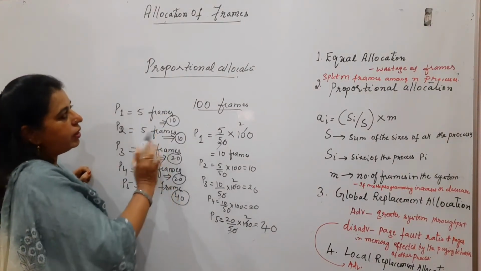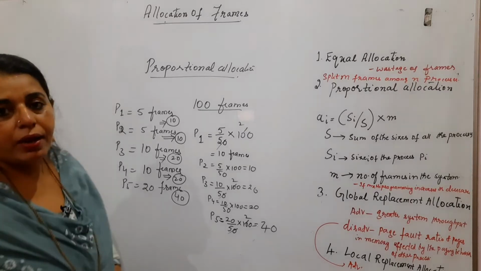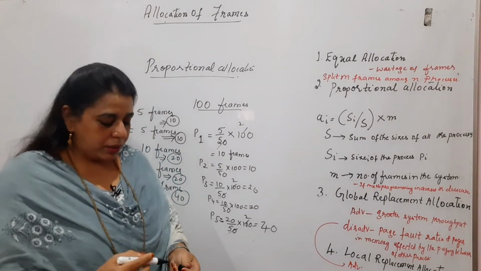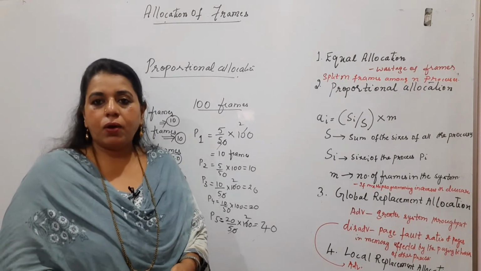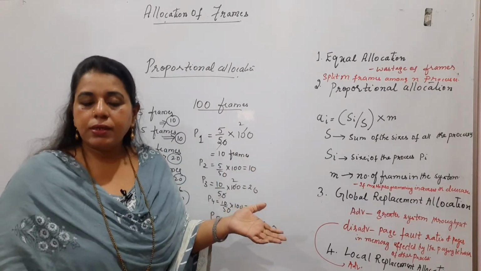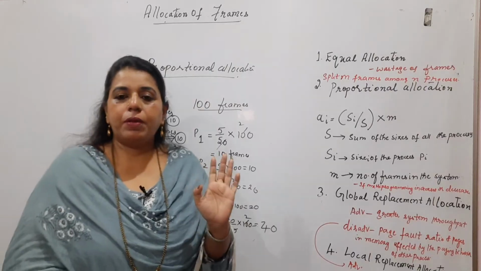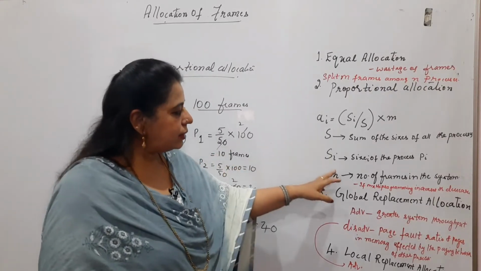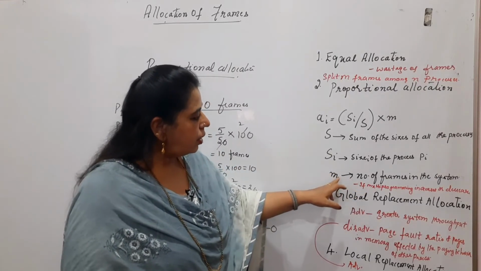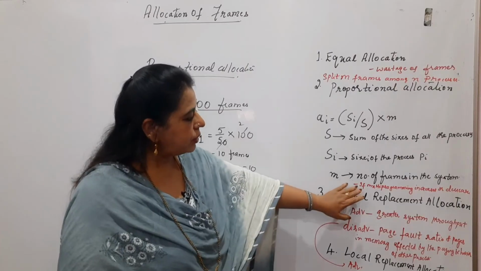In this way, we say this is the proportional allocation of frames done in the system. This seems to be quite reasonable and has a logic also, because the processes are not going to waste the frames that are allocated. Depending on the size of the process, the frames are allocated. That's the reason we can say this proportional allocation is quite reasonable.